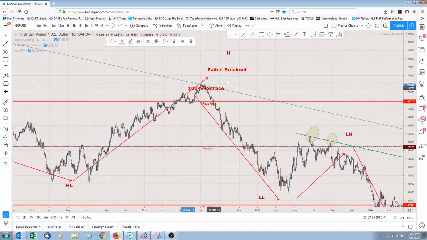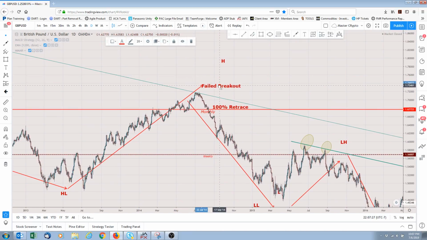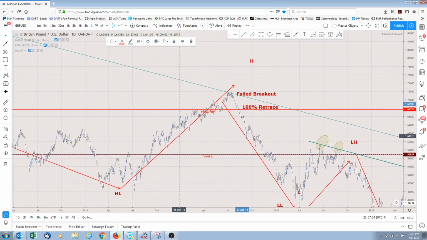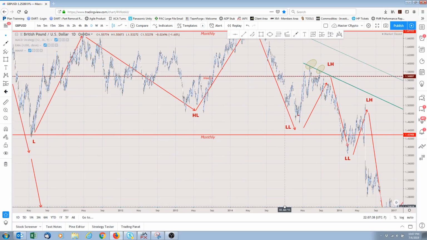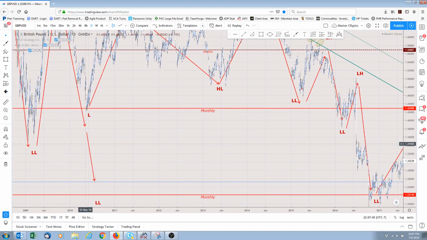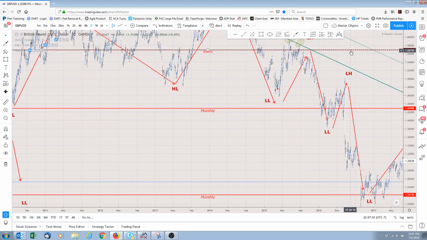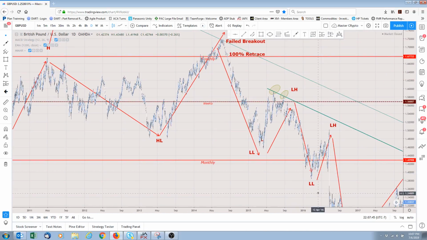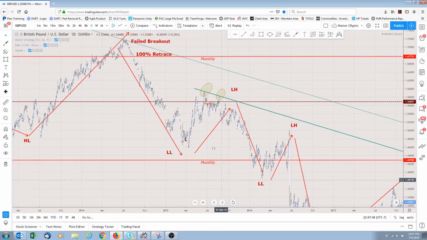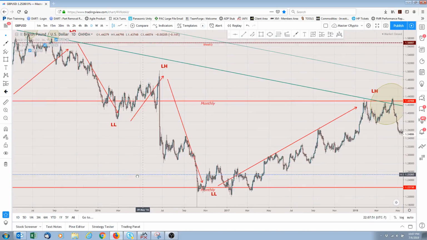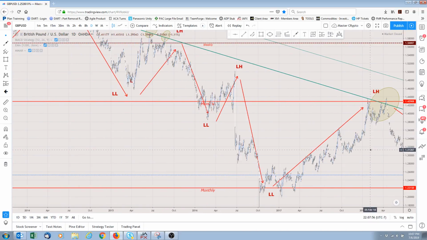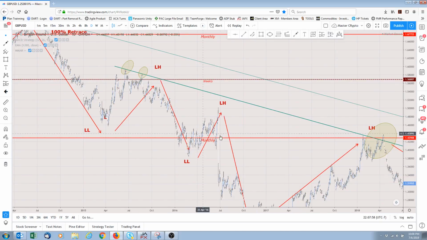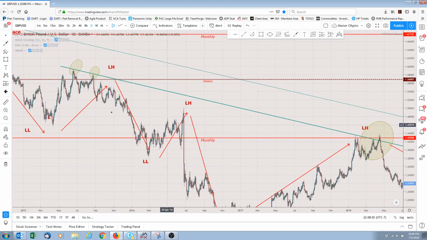And what happened? What we call a failed breakout, and price broke that level but got rejected and came back down. And look what happened. It continued its pattern. It made a lower low, lower high, lower low, lower high, lower low, lower high. And see here, see how it maintained the overall larger structure.